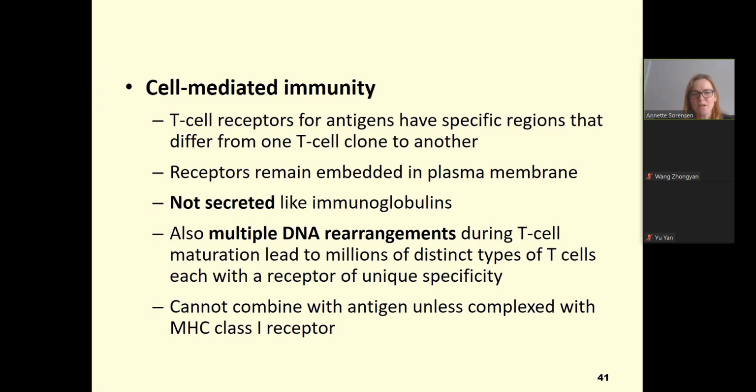However, unlike B cells, T cells cannot bind to antigen unless that antigen is complexed with an MHC class 1 receptor. Now, this is quite important, so you need to remember that it can only bind if the antigen is complexed with what is called the MHC class 1 receptor. We'll get back to that later on.